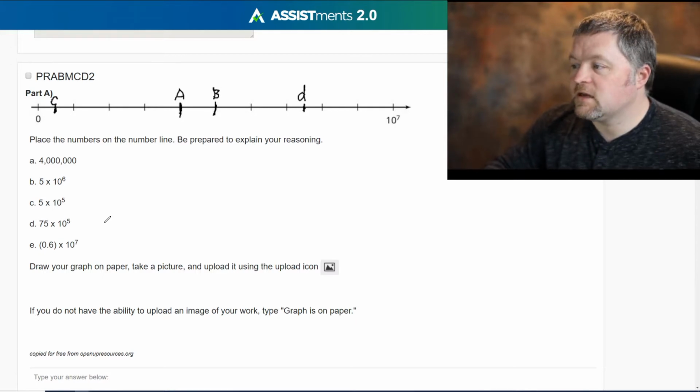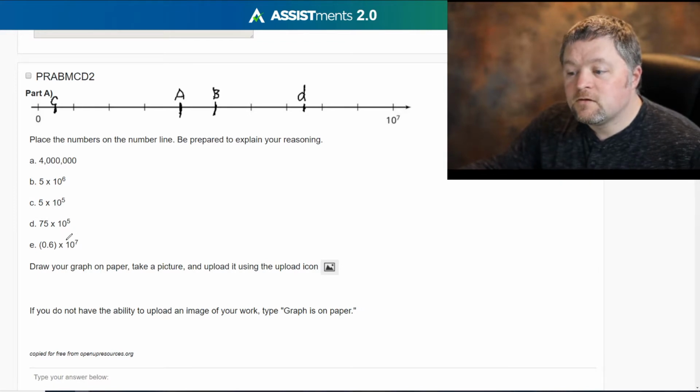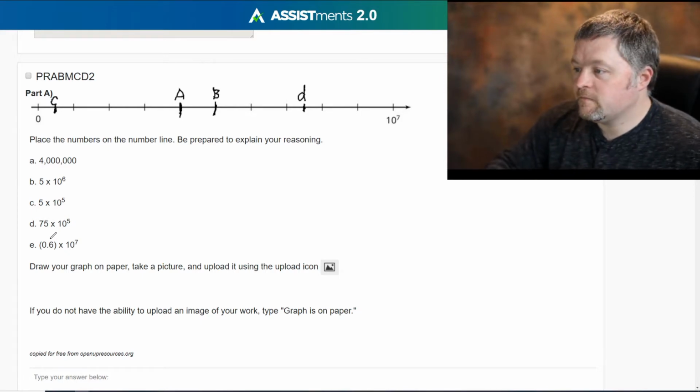So D goes there. Now E is 0.6 times 10 to the power of 7. So this is 0.6 times 10 to the power of 7, which is 10 million. So that's actually 6 million. So E is going to go right here.